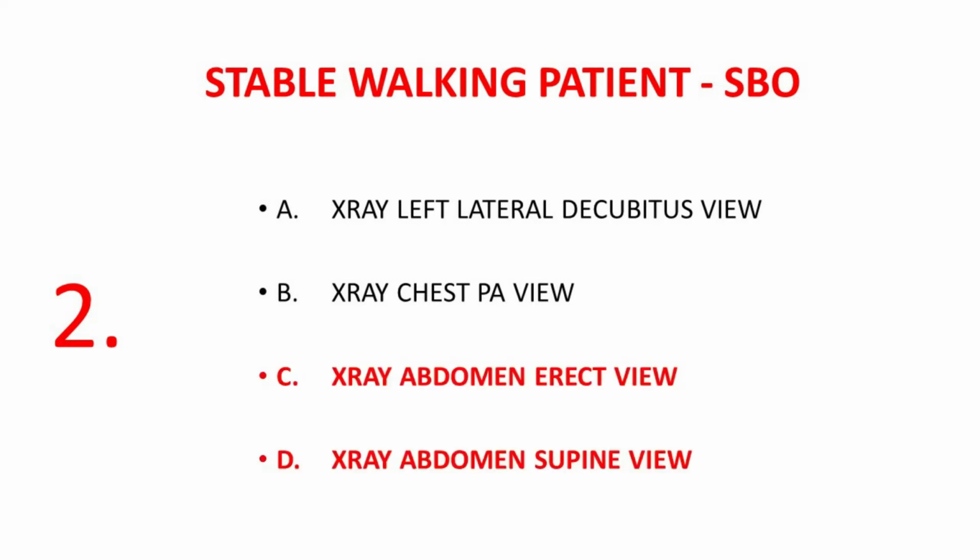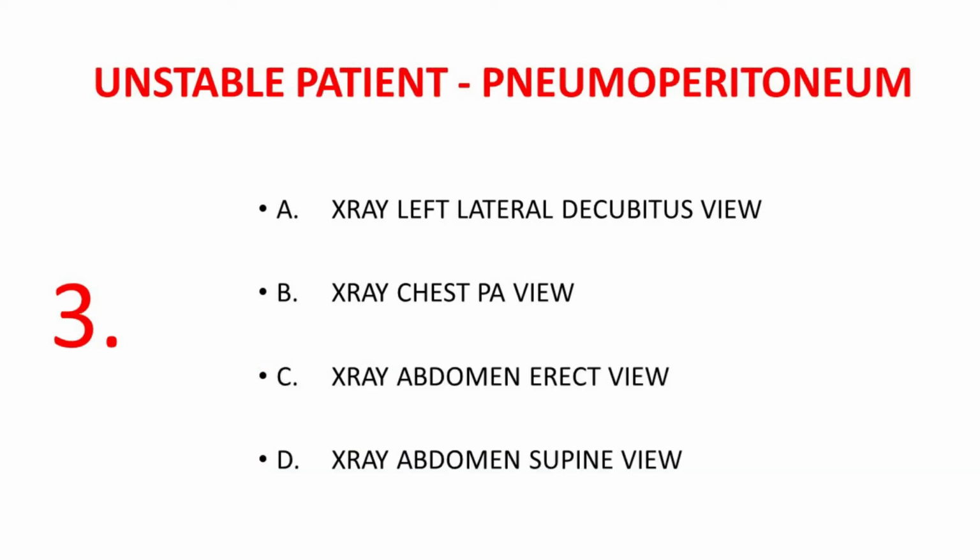Now the answer is X-ray abdomen, erect and supine views. We'll go to the third question. This is an unstable patient in emergency and an urgent bedside X-ray is to be done to rule out pneumoperitoneum. Which X-ray is the most sensitive to rule out pneumoperitoneum? The same choices are given. Now what's your choice? Now the answer is X-ray left lateral decubitus view, right?